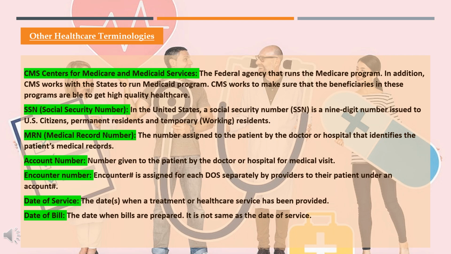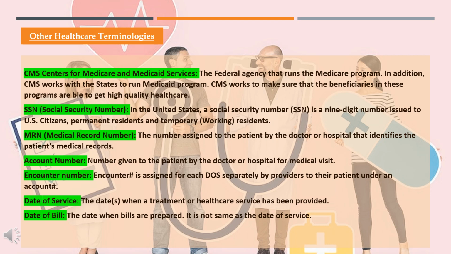CMS, Centers for Medicare and Medicaid Services, the federal agency that runs the Medicare program. In addition, CMS works with the states to run the Medicaid program. CMS works to make sure that the beneficiaries in these programs are able to get high-quality healthcare. SSN, Social Security Number in the United States. A Social Security Number, SSN, is a 9-digit number issued to U.S. citizens, permanent residents and temporary working residents.